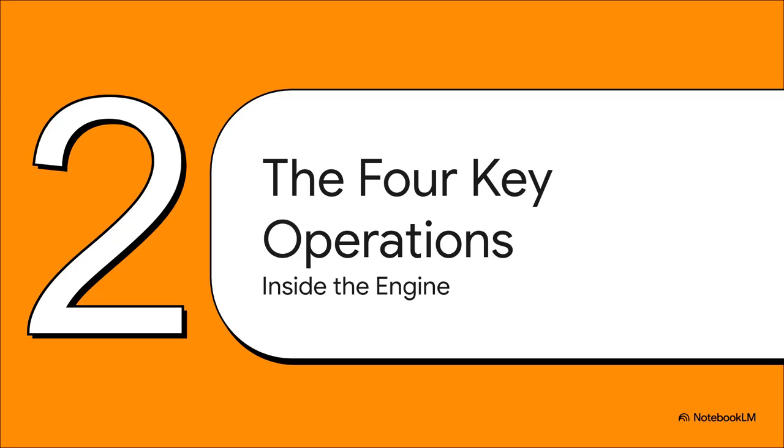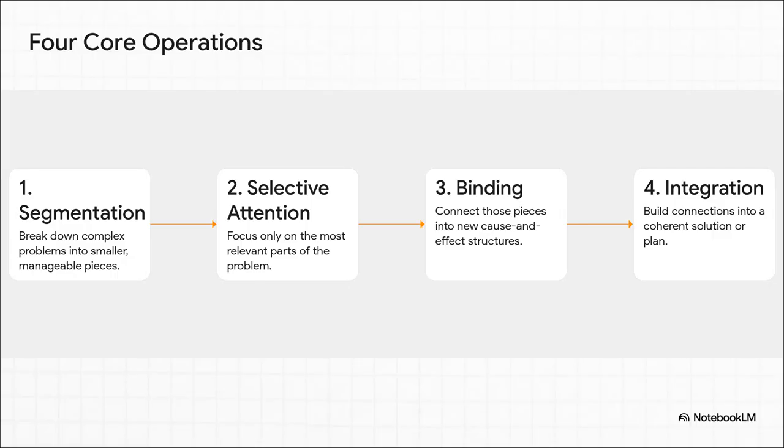So, if it's an engine, how does it actually work? Let's pop the hood and take a look at the 4 core operations that really make it run. The whole thing basically runs in a constant 4-step loop. First up is segmentation, where your brain just breaks a really complex problem down into smaller, manageable chunks. Next, you've got selective attention, where you zoom in and focus only on the parts that actually matter. Then comes binding, which is where you start connecting those pieces, figuring out new cause and effect relationships. And finally, there's integration, where you weave all those connections together into a single coherent solution.